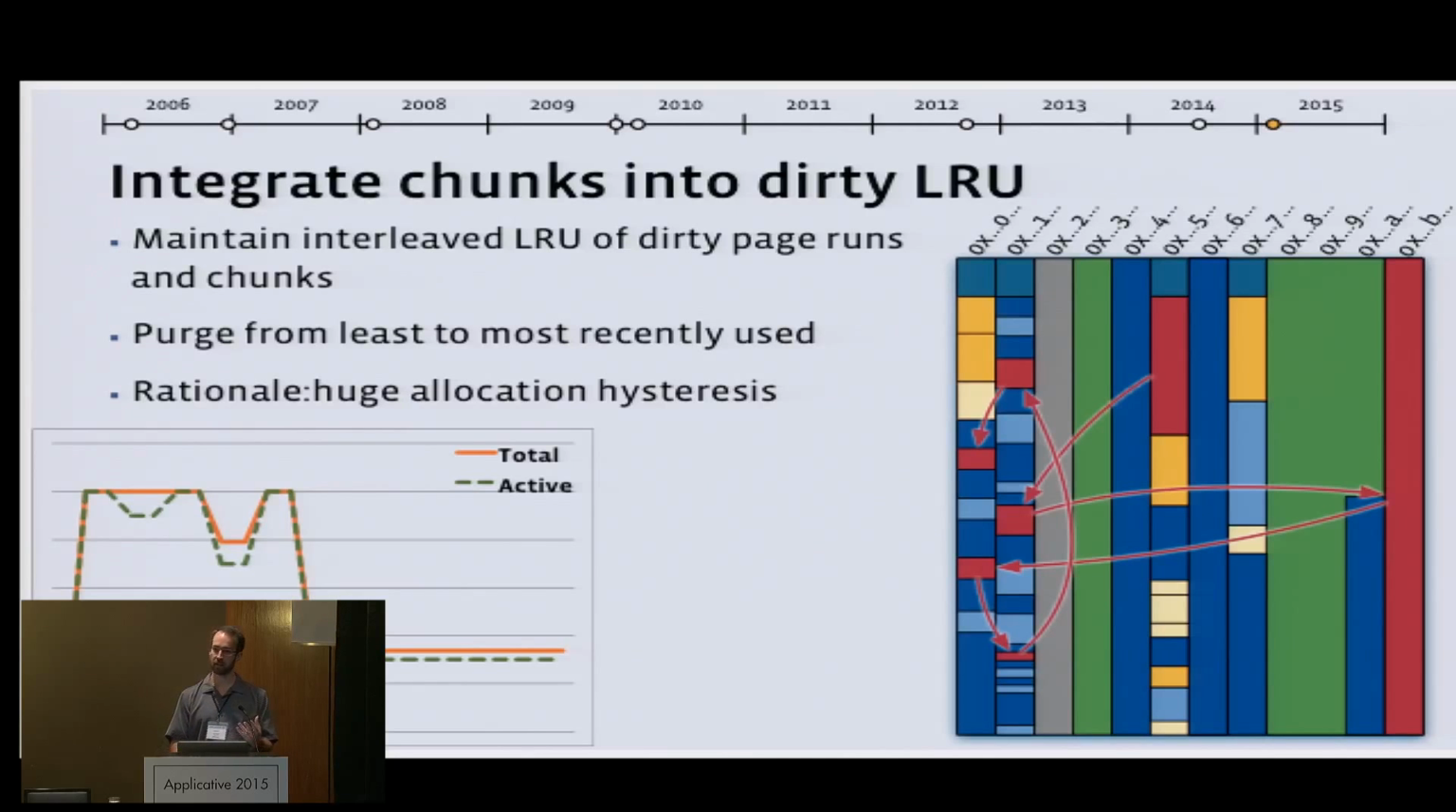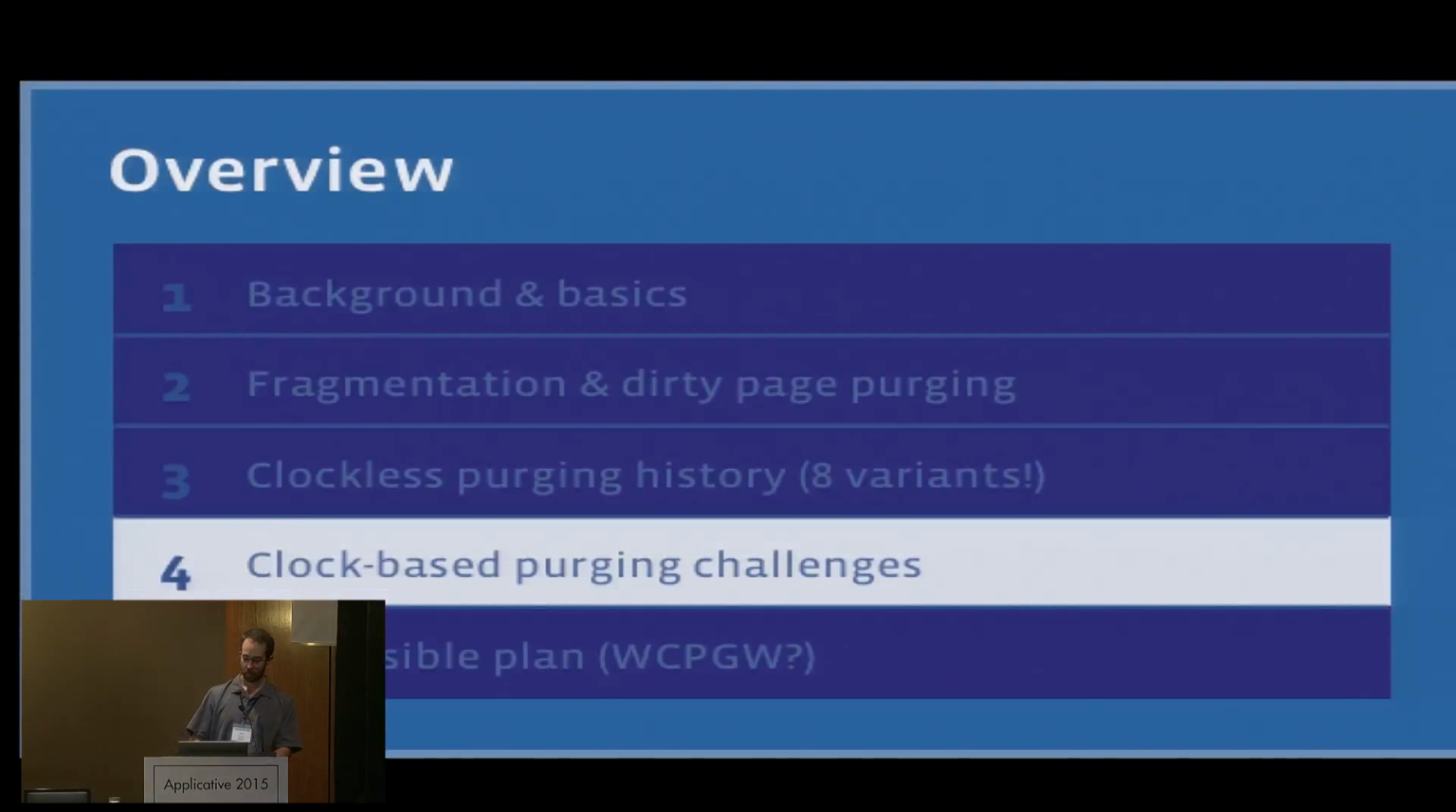And one of the things I did as part of that was to integrate these huge allocations into this dirty LRU. This doesn't really change the mechanics at all, except that now we've got hysteresis for huge allocation as well. And this works phenomenally well. It's really impressive how much this has improved performance. Okay, let's talk about clock-based purging challenges.